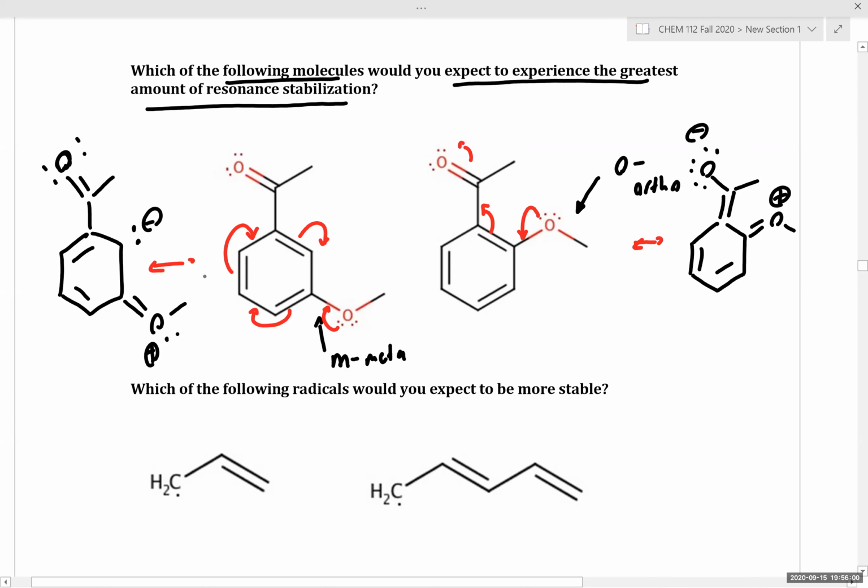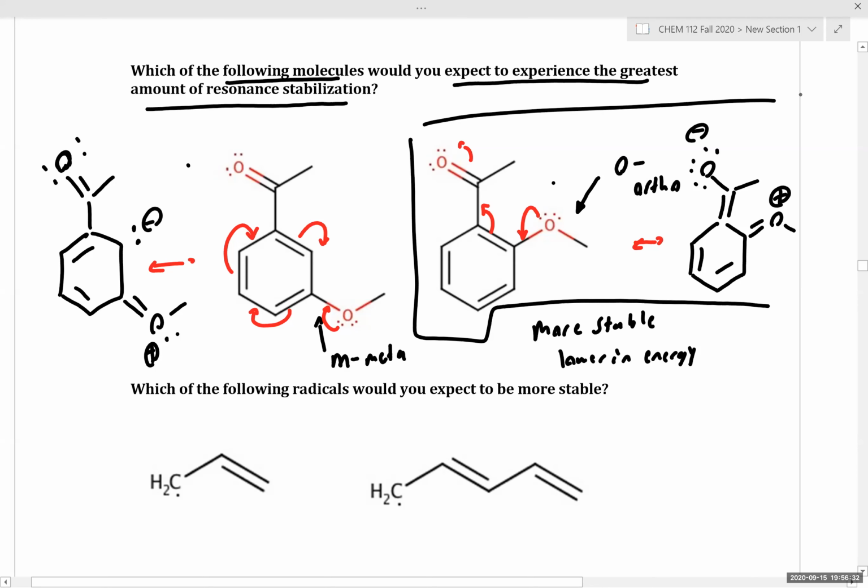As a result, which of these structures, the structure on the left or the structure on the right, experiences the greatest amount of resonance stabilization? Which of these two structures is more stable? The structure on the right is more stable, and it's overall lower in energy, at least considering resonance effects. That is because we can draw a resonance structure where we can delocalize our electron density not only across the ring, but also into our ketone as well.